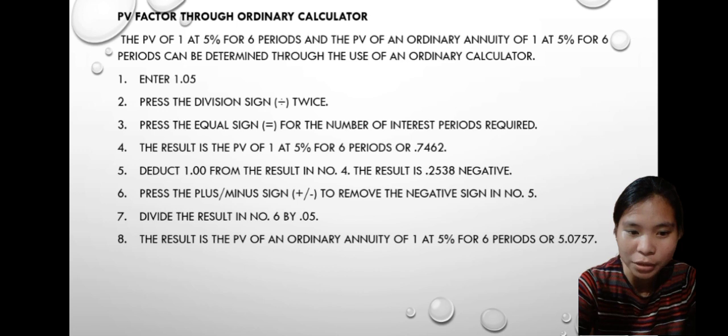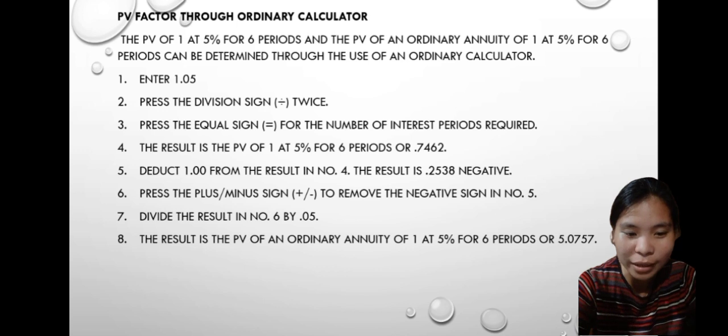And then lastly, I'll show you how to solve the PV factor using an ordinary calculator. This is the example: the PV of 1 at 5% for 6 periods and the PV of OA of 1 at 5% for 6 periods. These are the steps for getting the PV factor. First, we enter 1 plus 5%, and the result is 1.05.